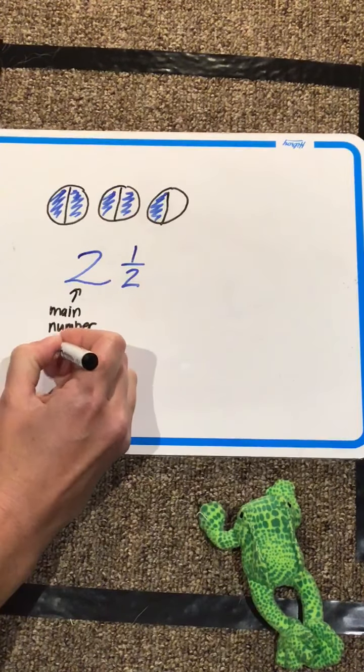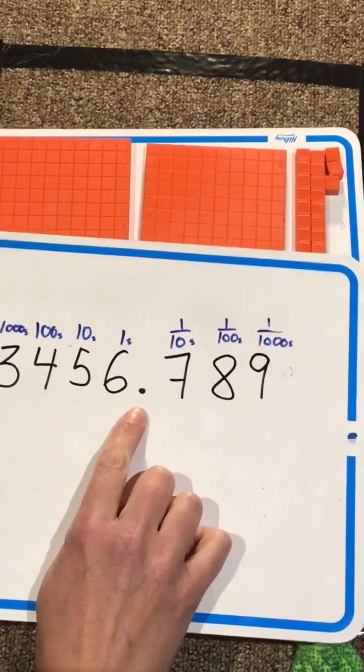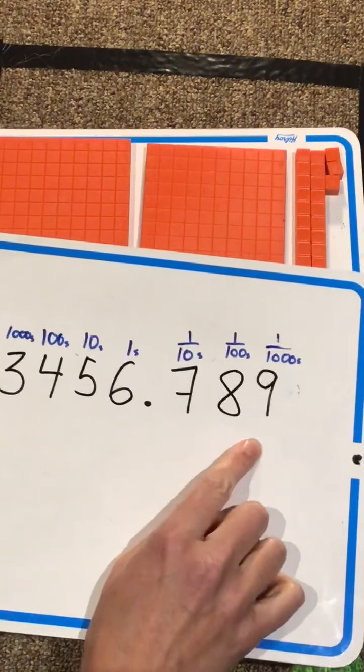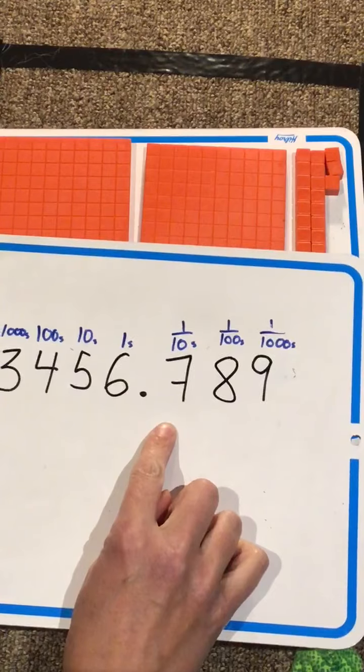Now we want to turn this into a decimal. Again, remember the number to the left of the decimal spot tells you the whole numbers. The numbers to the right tell you the parts that are less than one whole cake.